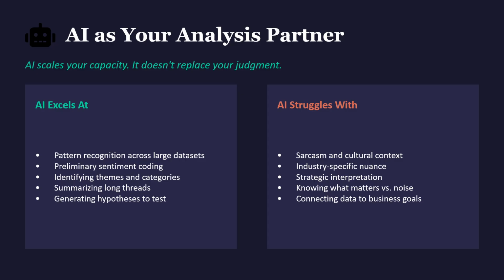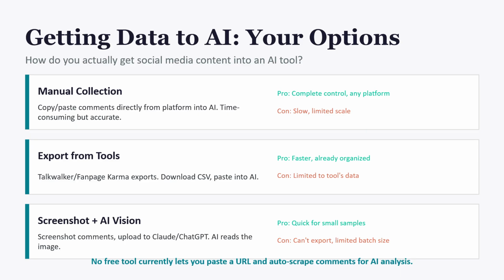Feeding the data into it is one of the things that is challenging. How do we get data into AI? The first is manual collection, right? You copy and paste the comments directly from the platform into whatever AI you're using. I myself tend to copy and paste them into a Word document and then import that Word document, just because for me it's just easier manually, just the way my brain works and the way my hands work. Right? You can export from tools such as Talkwalker and FanPage Karma. They export CSV files. You can take those CSV files and upload them into the AI of your choice.